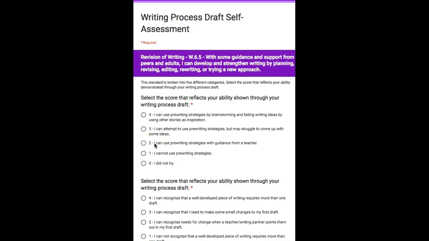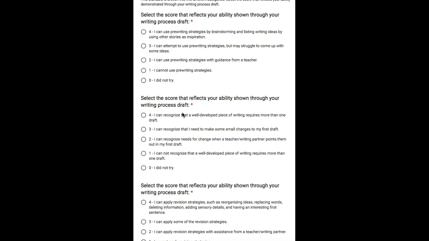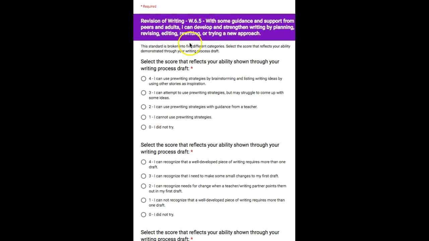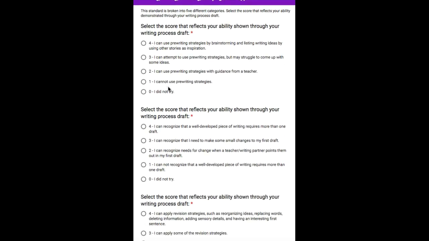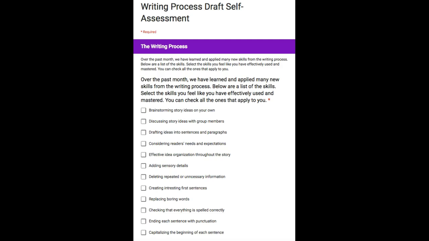There were 3 different standards that were practiced through your writing process draft, so each page assesses that standard. If you look up at the top, it'll show which standard I am focusing on, and then below is the rubric that I used to assess this standard, but I just broke it down for you. So the first 3 pages of this form are all about assessing the 3 standards that were practiced through the writing process draft.